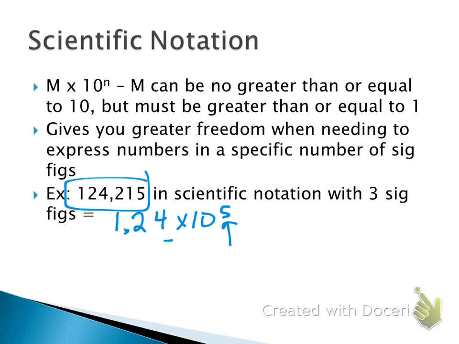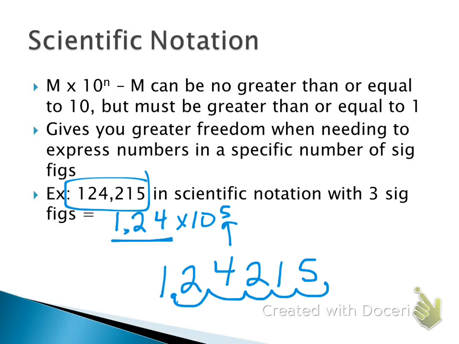The number that goes right here, my m value, always has to be between 1 and 10. So all I'm doing here is taking my number that I want to express, 124,215, and I need to put it between 1 and 10. So I'm going to stick my decimal place right there. Okay, that gets my number between 1 and 10. Yeah? Yep. From there, I'm going to move my decimal place until I reach the number I'm trying to show. So I'm moving it 1, 2, 3, 4, 5 places to get to my final answer, which leaves me 1.24 times 10 to the 5th.